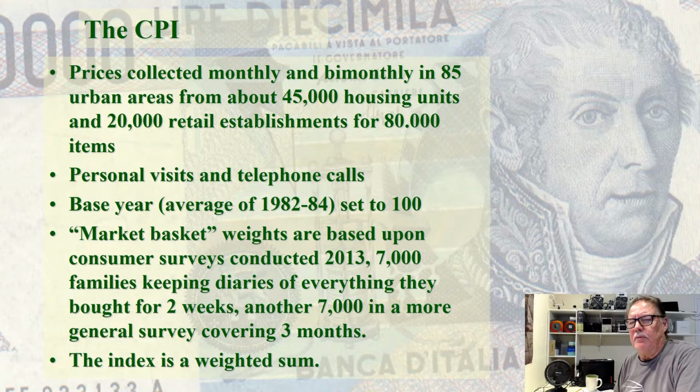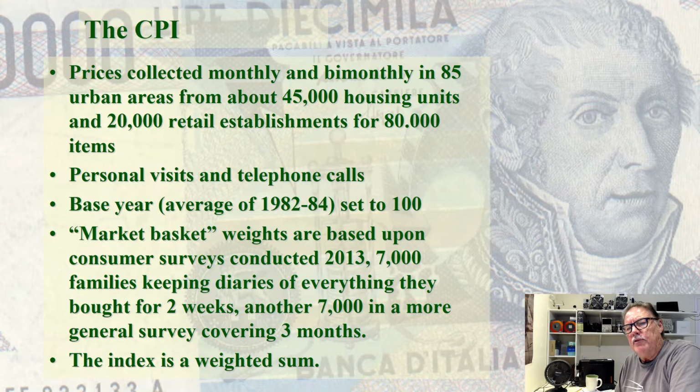This changes a little bit from year to year, and I didn't change it this year. So the numbers may not be exactly the same in 2020 as they were in 2018, but they make price collections monthly and bi-monthly in 85 urban areas from about, the last time I saw the data, 45,000 housing units and 20,000 retail establishments for, believe it or not, 80,000 items that are included in the index. This is done with personal visits and telephone calls. It may be the case that they're gradually shifting this over to the internet, is a guess I'm making, but I'm not sure that they're actually doing that.